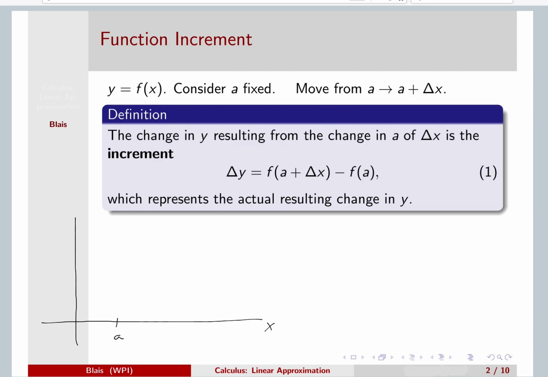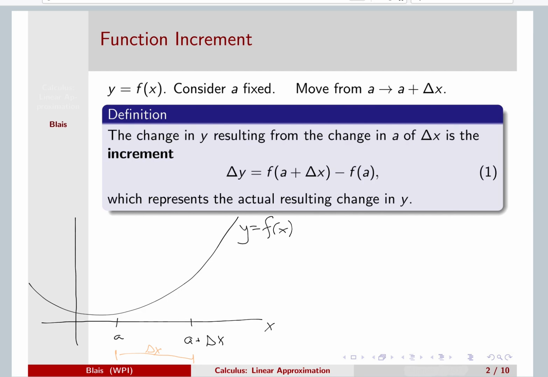And the idea is we are starting off at A, and then we're going to move from A to A plus delta x. So we're shifting over by this step of size delta x. So that's this width here. Now we have some function. So this is our function f of x.